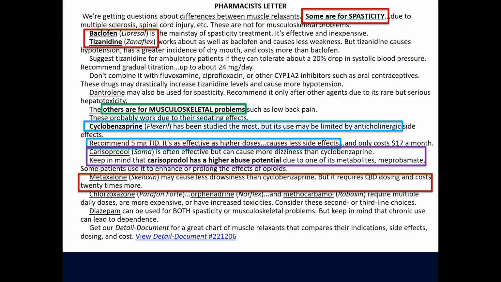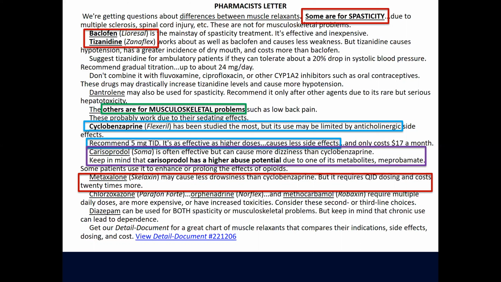And each of those that are listed there, amongst the others that are available within the class, have their own problems. Cyclobenzaprine is similar to TCAs and is limited by anticholinergic side effects. But if you are going to use it, stick with the lower dose, because the lower dose is just as effective as the higher dose, and it potentially might have fewer side effects.